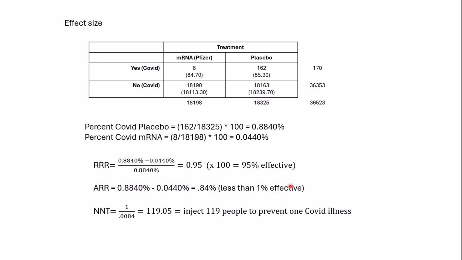Now that's pretty shocking. We went from being 95% effective to actually less than 1% effective. So which is it? Both of these are perfectly legitimate statistics. You can report either one of these and you're not lying. I'll leave it to you to wonder why Pfizer only reported the 95% efficacy. They did not report the ARR, but this is a perfectly legitimate statistic.